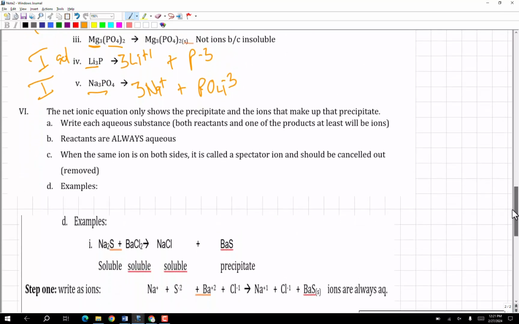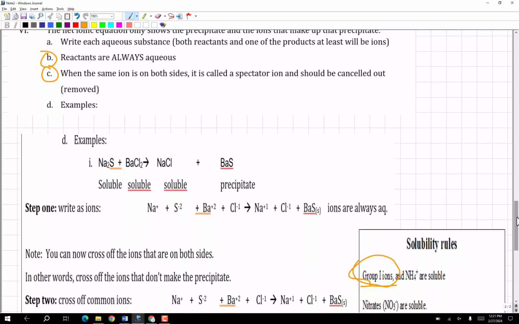The net ionic equation only shows the precipitates and the ions that make up the precipitate. So what you can do is write each aqueous substance. Both reactants and one of the products will at least be ions. The reactants are always aqueous. When the same ion is on both sides, it can be canceled out or removed. Okay? So if we look at this, we're given an example.